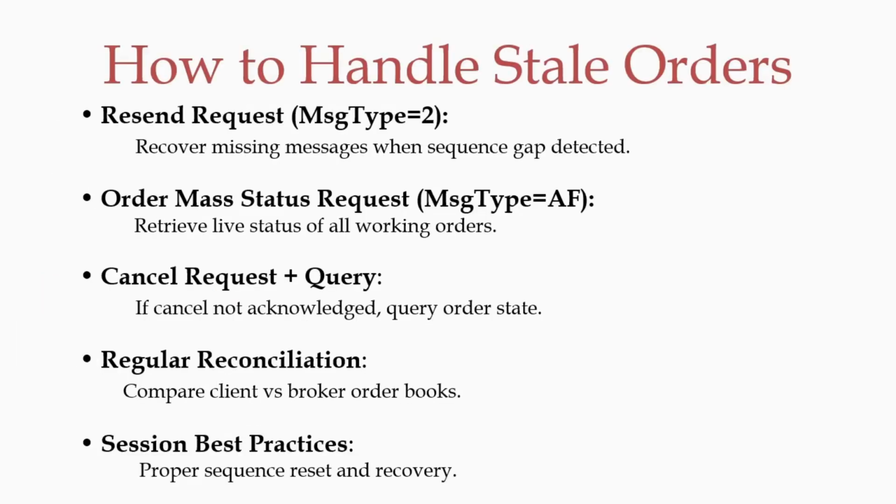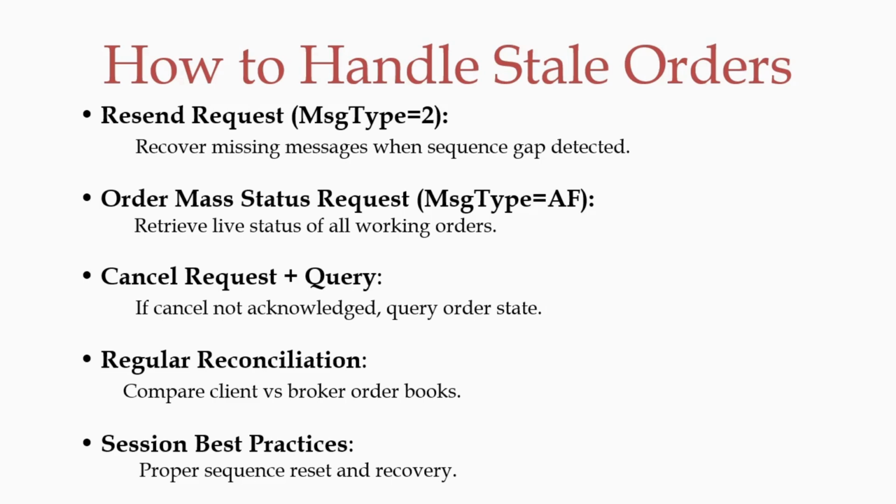So we will see how to handle stale orders. We can send a resend request, that is message type 35=2, which helps to recover missing messages when a sequence gap is detected. We can try an order mass status request, that is message type 35=AF. It retrieves the live status of all working orders.